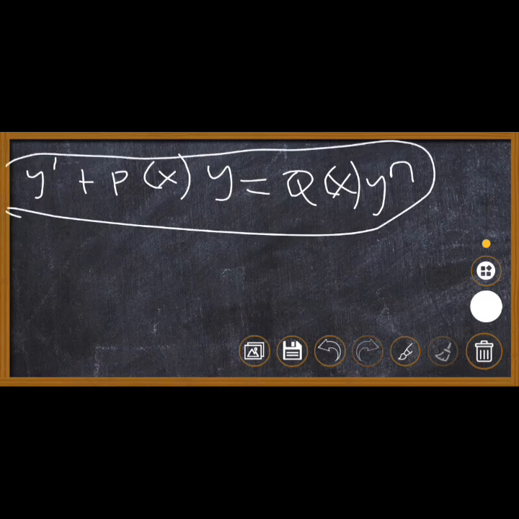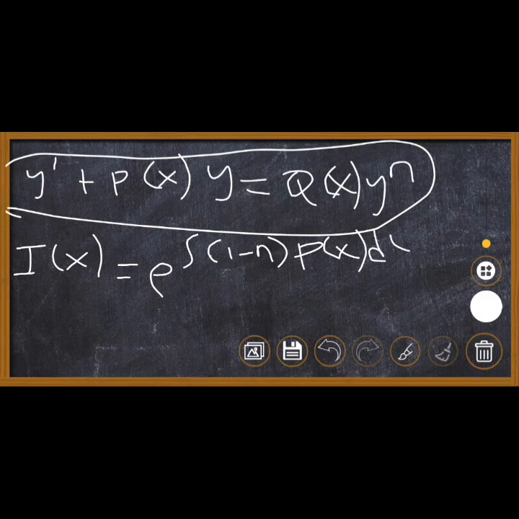Okay, so after that, the integrating factor in this case is found by e raised to power 1 minus n of what? Of p of x. You integrate it. So this is how it is. We did this in the linear differential equation, so make sure you refer to that. So yeah, this is the integrating factor formula.